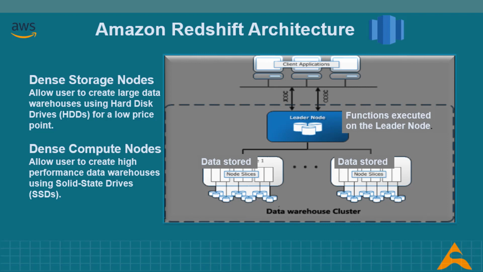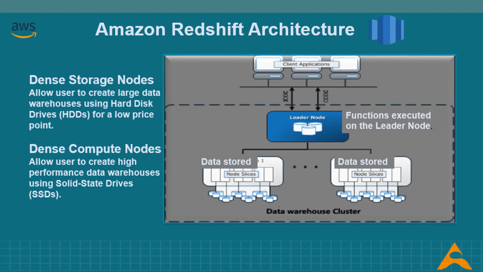Now, what is this leader node? The leader node in a Redshift cluster manages all external and internal communication and is responsible for preparing query execution plans. Once the query execution plan is ready, the leader node distributes query execution code to the compute nodes and assigns slices of data to each compute node for computation of results. The leader node distributes query load to compute nodes only when the query involves accessing data stored on compute nodes. Otherwise, the query is executed on the leader node itself.